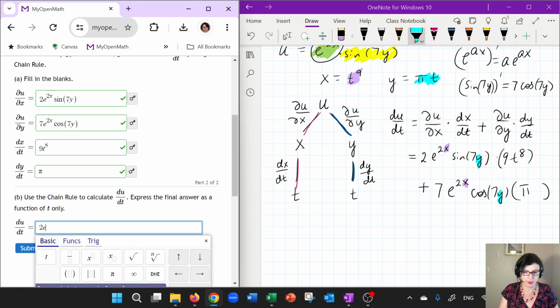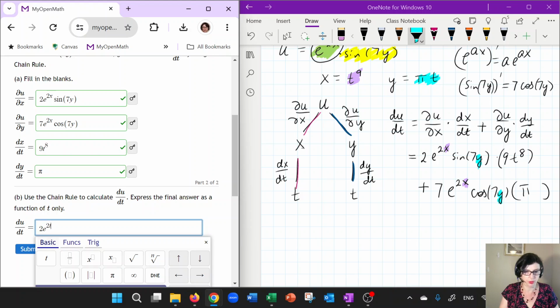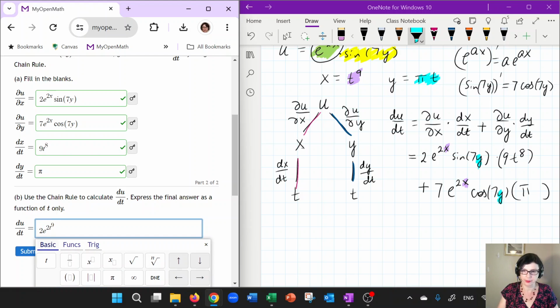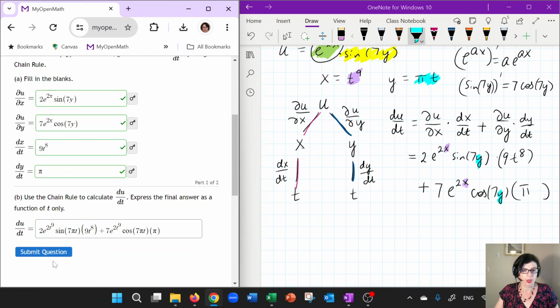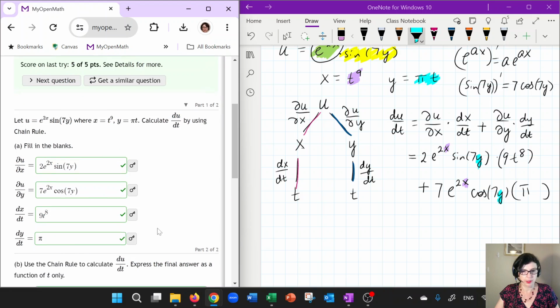Okay, so we get e to the power 2, and instead of x, we put t to the power 9. So it's like a power to the power. Then we have sine 7, and instead of y, we put pi t. Multiply that by 9t to the power 8. Okay, got that. Plus 7 e to the power 2 again, and instead of x, we put t to the power 9. Replace that, and then we get cosine 7y, and y is pi t. And then we multiply that by pi. Okay, let's hold our breath and hope that that's right. Yay!